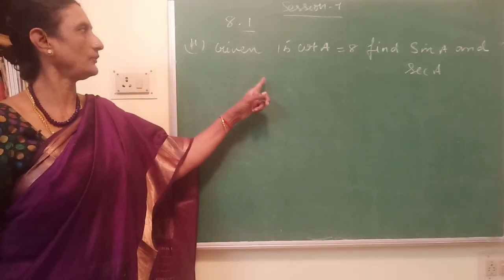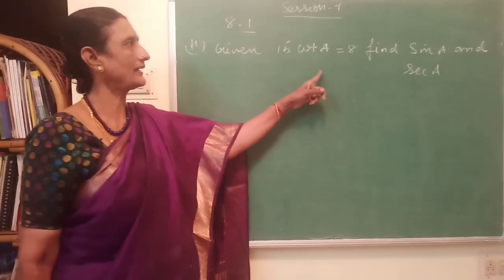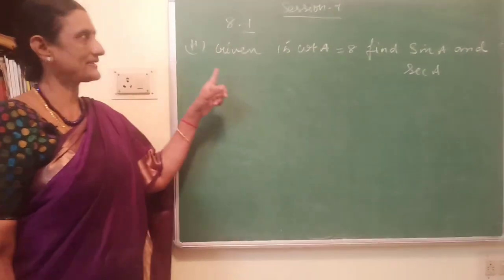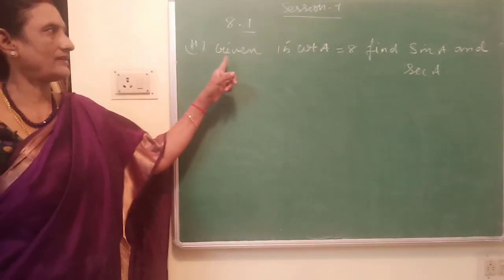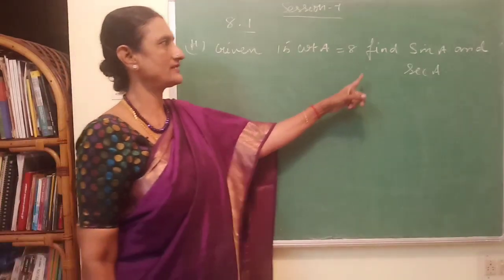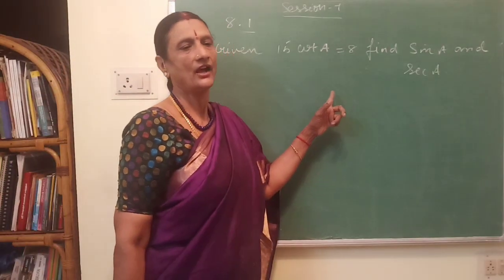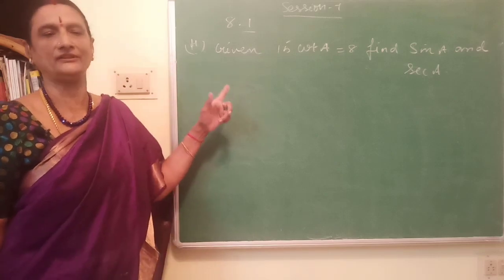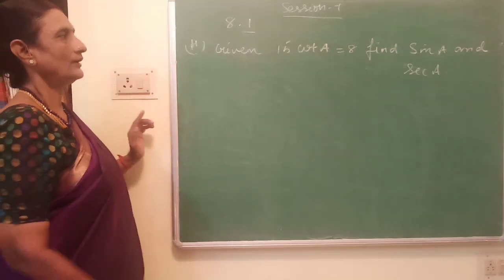Let us move on to the fourth sum. Given 15 cot A is equal to 8, find sin A and secant A. So once again I will repeat the question. Given 15 cot A is equal to 8, find sin A and secant A. You can take down in your notebook, or if you have the book right now with you, you can refer to the book and follow me.